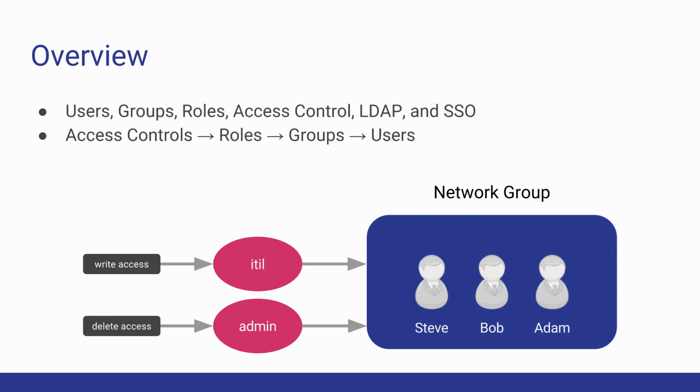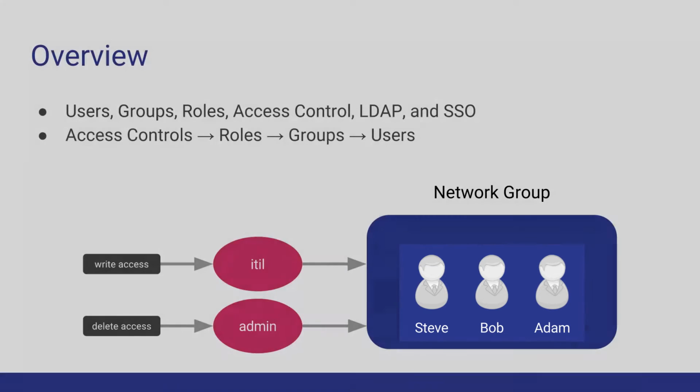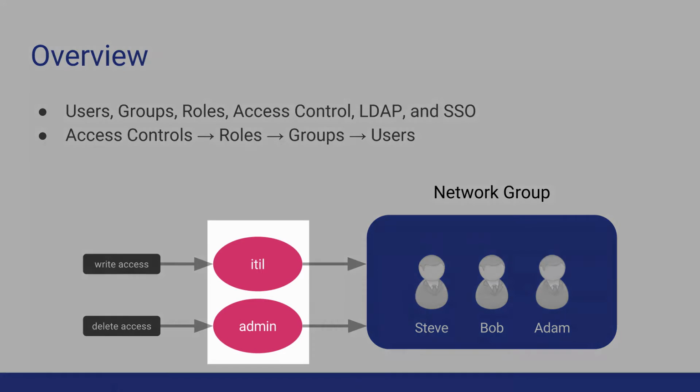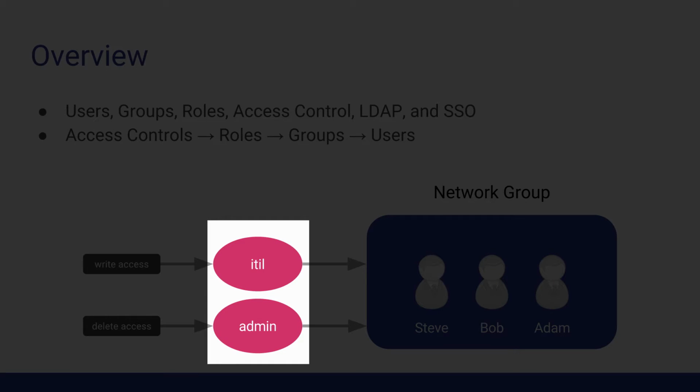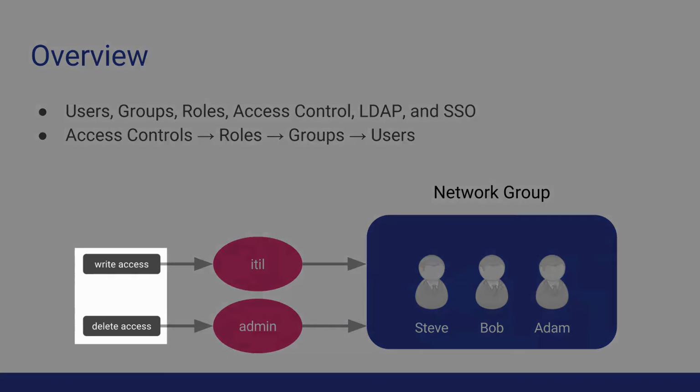Before we get into users and groups, I'd like to give a brief overview of how users, groups, roles, and access controls fit together inside of ServiceNow. In the diagram below, we have three users, Steve, Bob, and Adam, who belong to the network group. The network group has the ITIL and admin roles. The ITIL and admin roles each contain one or more access controls.